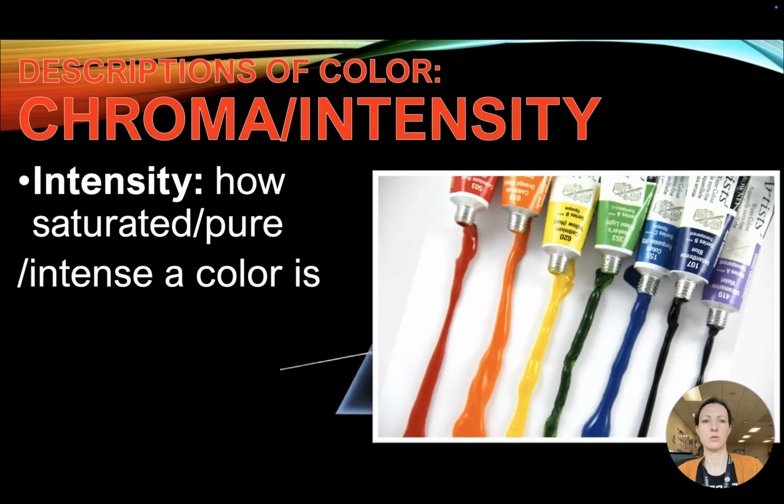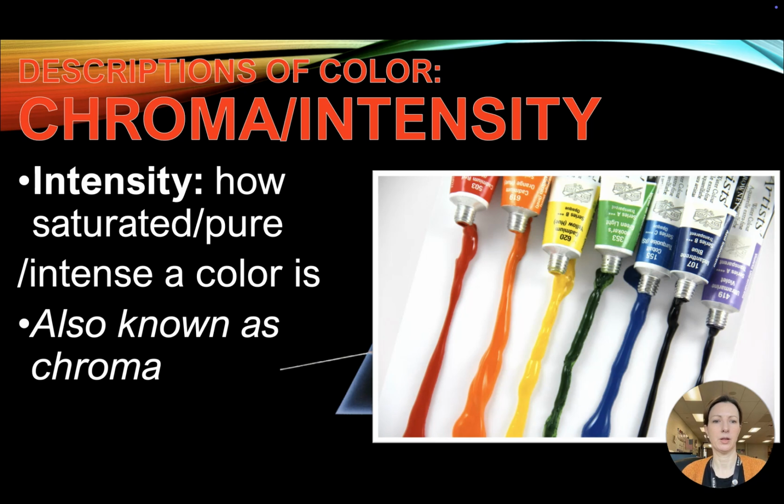Last is the chroma or intensity of a color. So it's how saturated or pure a color is. You can call it chroma, intensity, or saturation. It just kind of depends. It all means the same thing though. So this is the color right out of the tube. So it's really bright. It's not dull in any way. It's just that pure color.